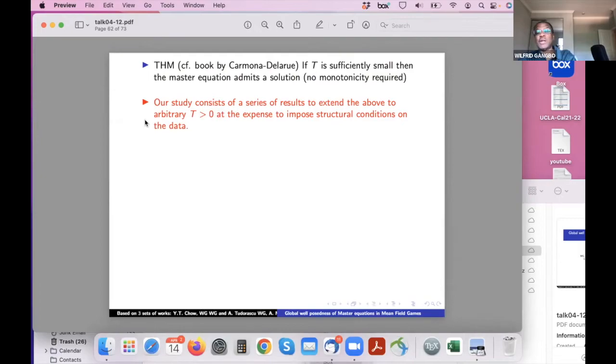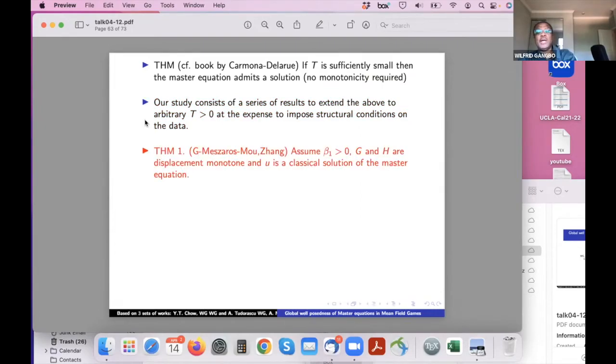This will come with a cost. The cost will be that we'll have to impose a structural condition on the data. And our structural condition here is the monotonicity condition. In a work with Mészáros, Moore, and Zhang, we assume that beta 1 is greater than 0, and G and H are displacement monotone.